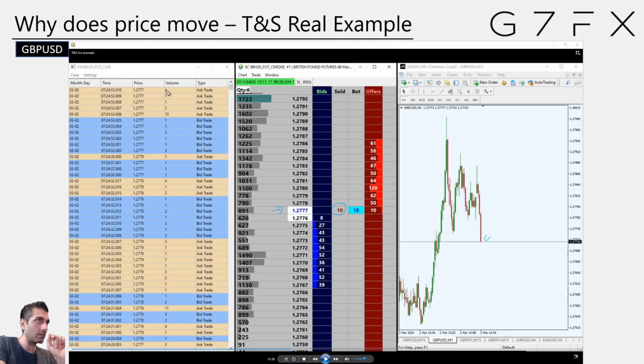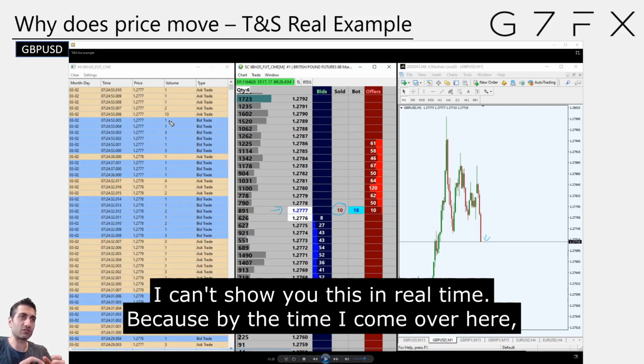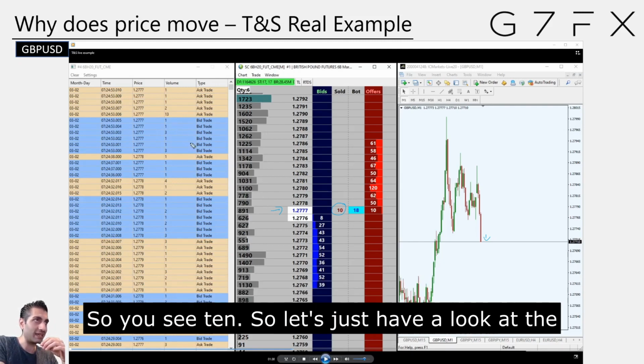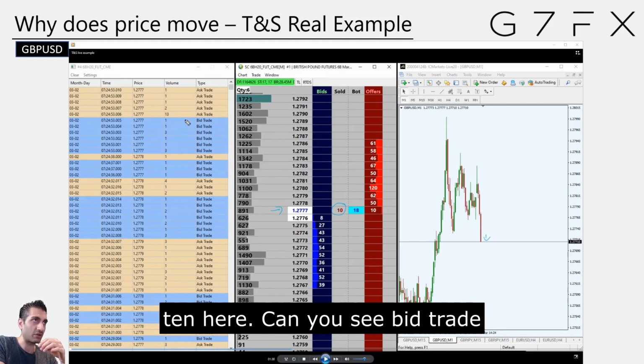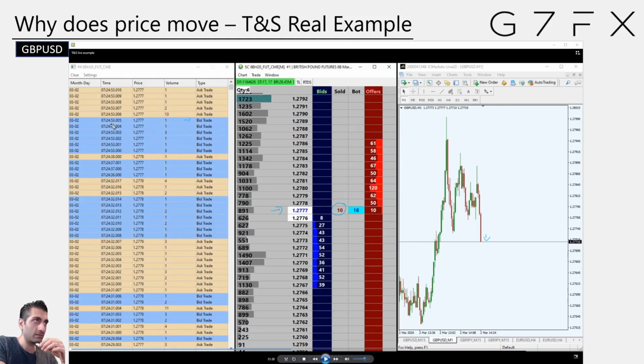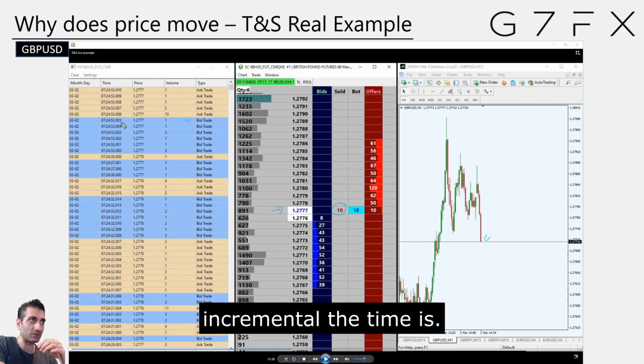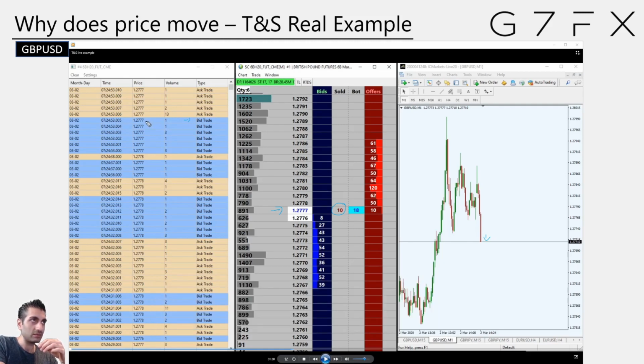And let's have a look here. 127.77. So you see why I can't show you this in real time, because by the time I come over here, guys, this will be 2 miles down. Market's moving very fast in real time. So you see 10. So let's just have a look at the 10 here. Can you see bid trade? Just came in a few moments ago, and look how incremental the time is. So 127.77, yeah, matches the price.